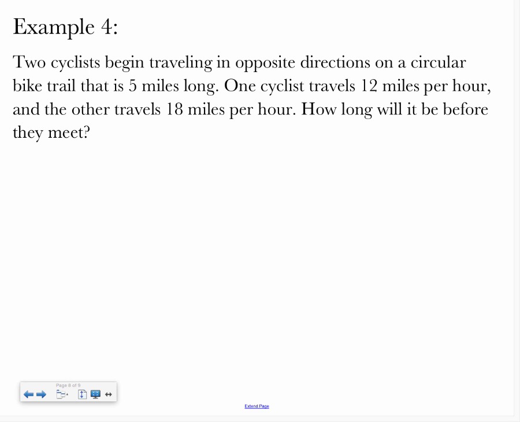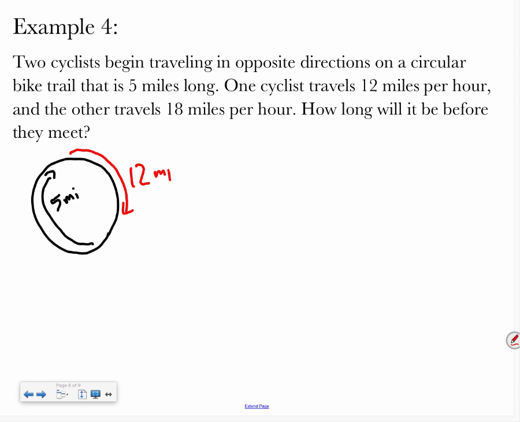Let's finish strong. Example 4: two cyclists begin traveling in opposite directions on a circular bike trail that is 5 miles long. So we have a circular bike trail, and it's 5 miles long, okay? One cyclist travels 12 miles per hour and the other travels 18 miles per hour. How long will it be before they meet?